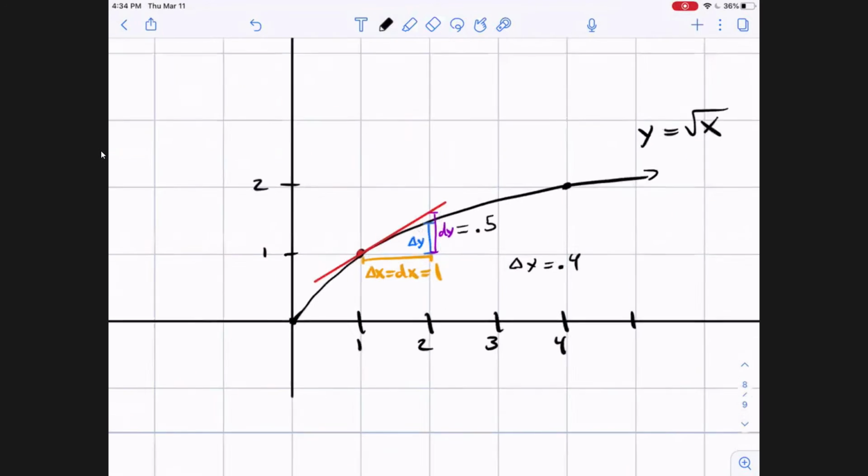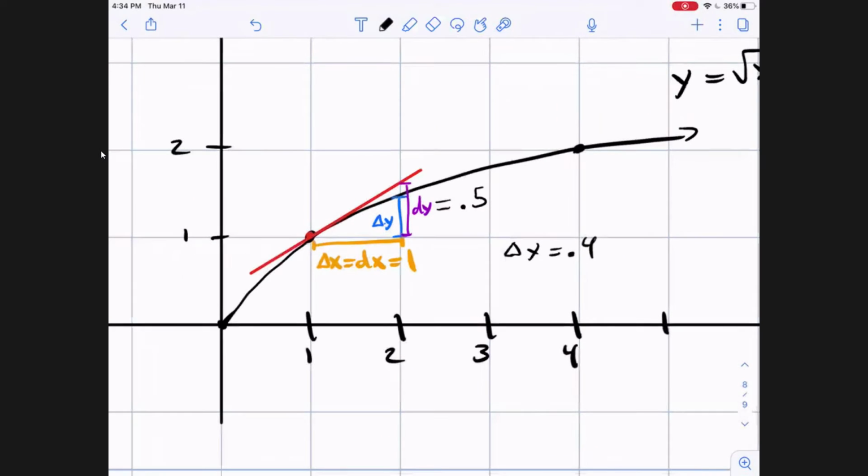So you see how the red line segment gives you an approximation. Now, 0.5 is not that close to 0.4. That's because I made dx pretty far out there. See, the dx is pretty large. It's 1. So that's why the approximation is not that good. If the dx was closer, the red line and the black line would be almost the same.